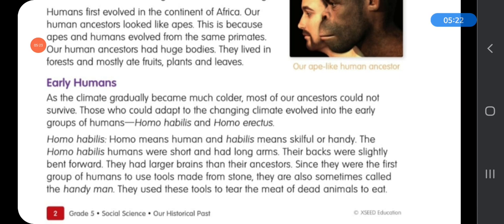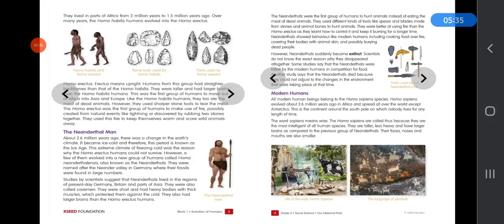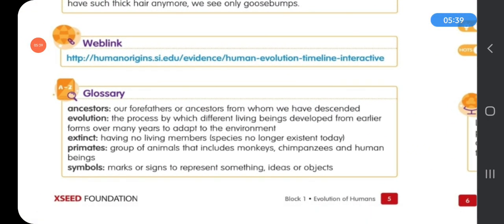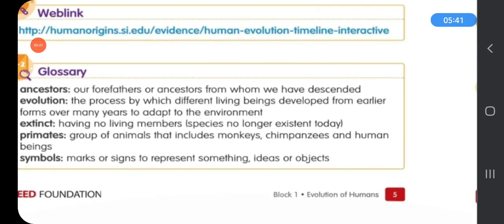Humans were first evolved. Our human ancestors looked like apes. So do you know what is the meaning of ancestors? You need to read from the glossary, because questions can be given from the glossary too. So ancestors are our forefathers, from whom we have descended.